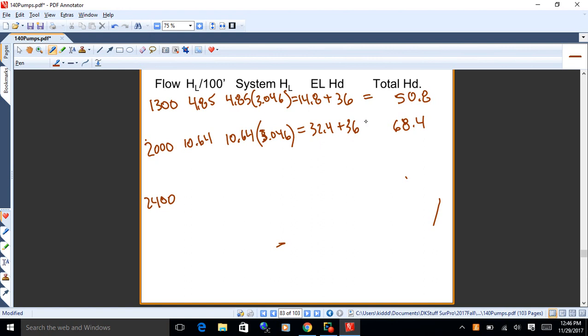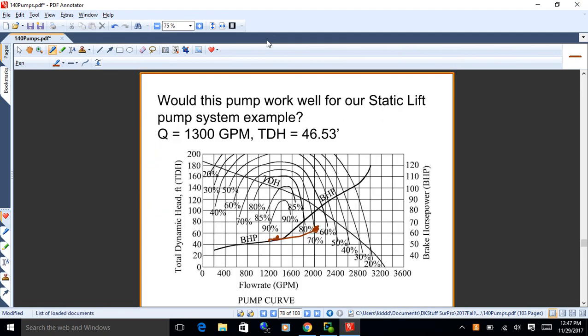What do we got for head loss? 14.91. So we're going to take 14.91 times our equivalent length. And what are we going to get there? 45.4. And we still got to lift the water 36 feet. So we're going to get what, 81.4? That's at 2,400. Okay.